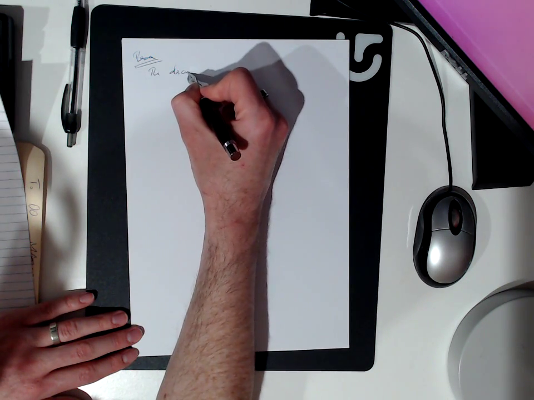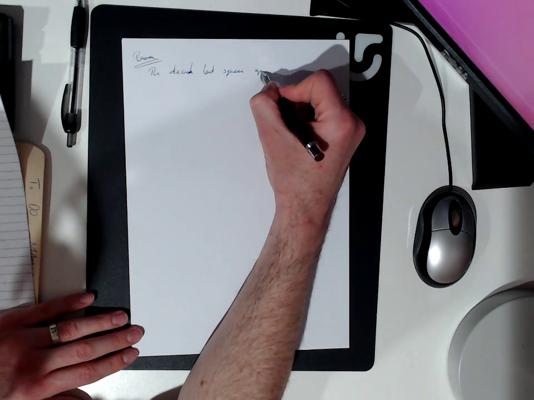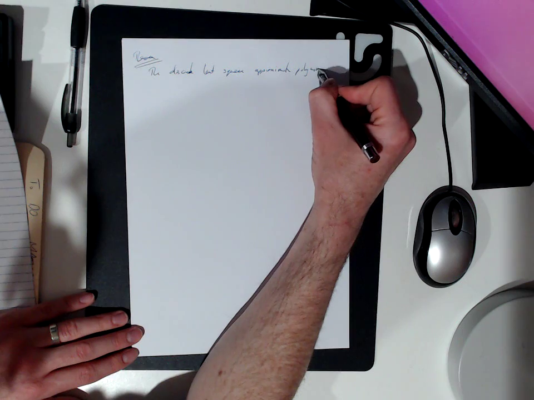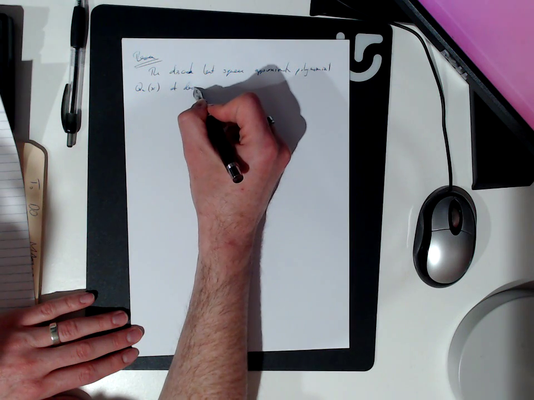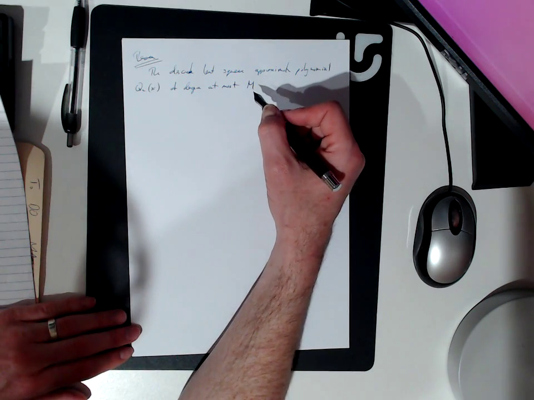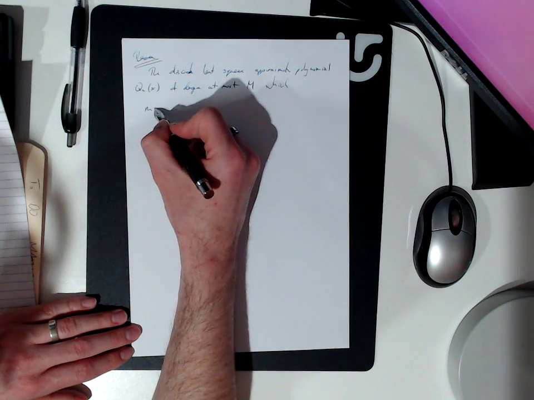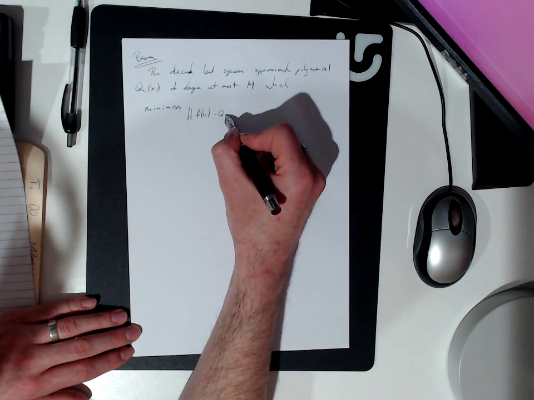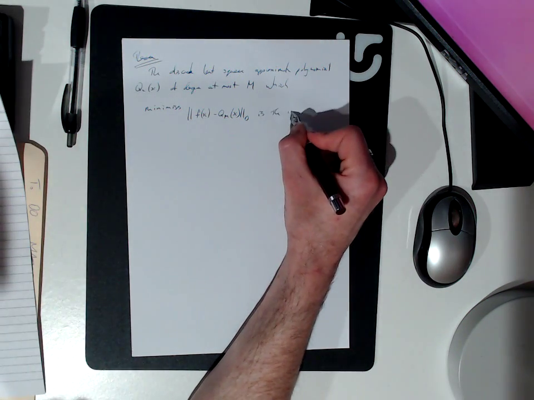The discrete least squares approximation polynomial Qn(x) of degree at most m. So we only have m plus 1 points, so degree at most m. Which minimizes our discrete norm is the interpolating polynomial.